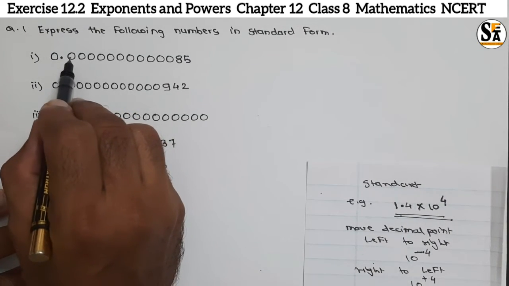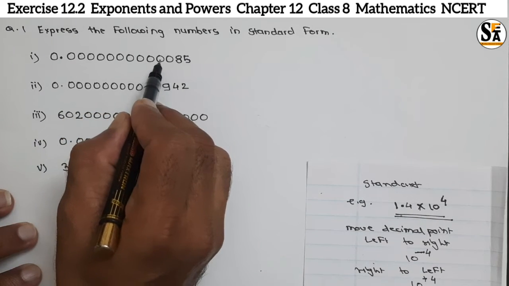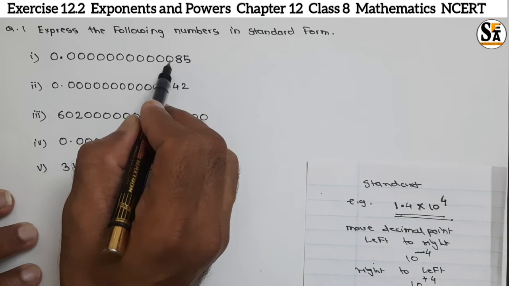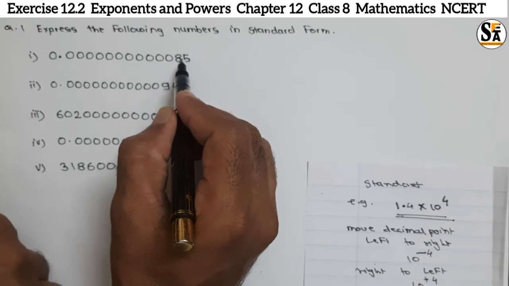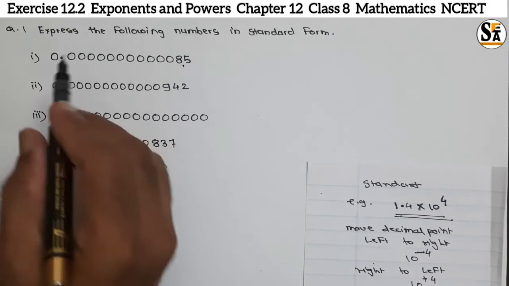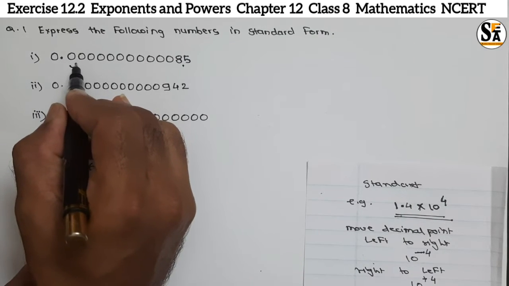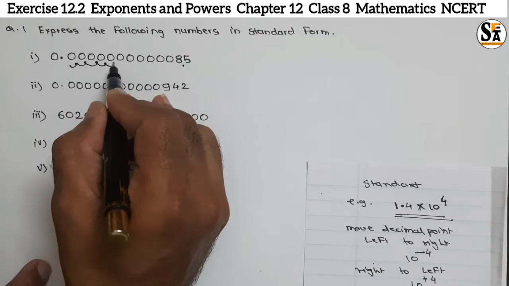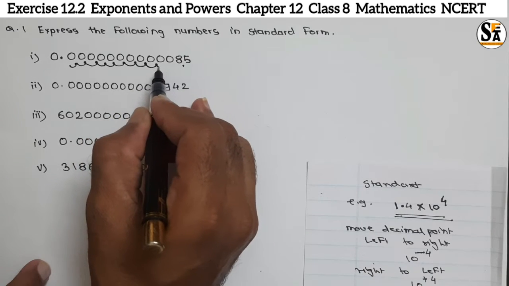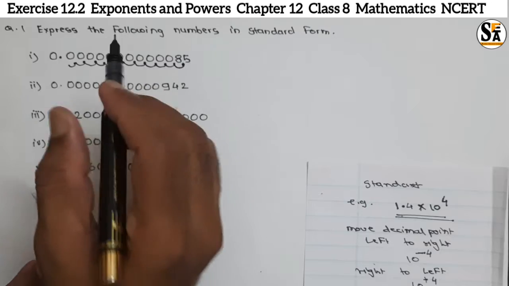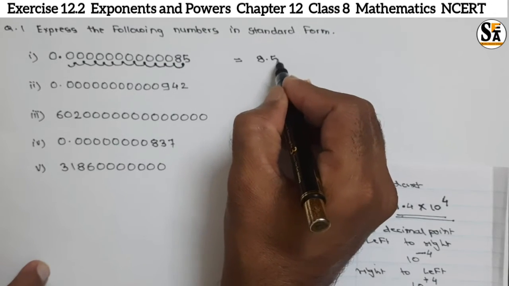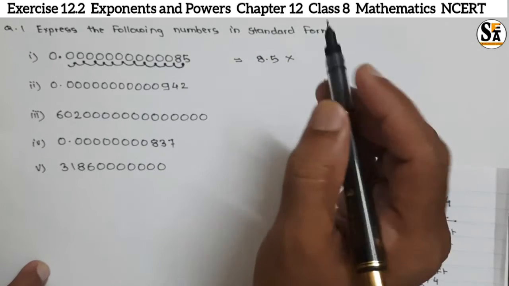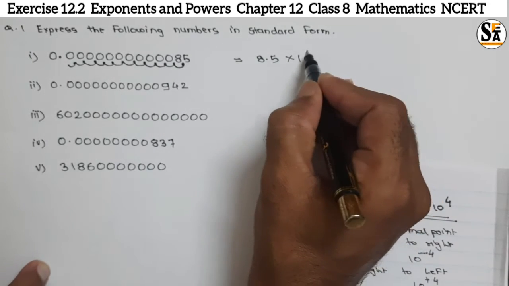Here, how many zeros are there? 1, 2, 3, 4, 5, 6, 7, 8, 9, 10, 11. There are 11 zeros. But we have to move this decimal point until only one digit is before the decimal point. How many digits do we have to move? 1, 2, 3, 4, 5, 6, 7, 8, 9, 10, 11 and 12. So we have to move this decimal point 12 digits. So we write 8 point, and since we moved the decimal point 12 digits, write 10 raised to minus 12.